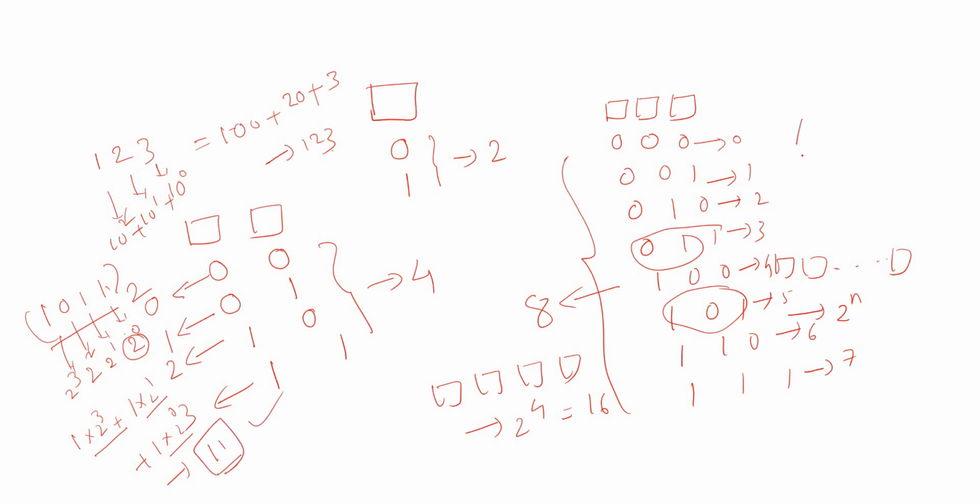Similarly, if we take 1, 1, 1, this is 1 into 2 power 0, this is 1 into 2 power 1 and this is 1 into 2 square. So if we add all these, which is 1, 2 and 4, by adding these 3, we are getting 7. So 111 means 7. Now we have seen the conversion of binary to decimal.